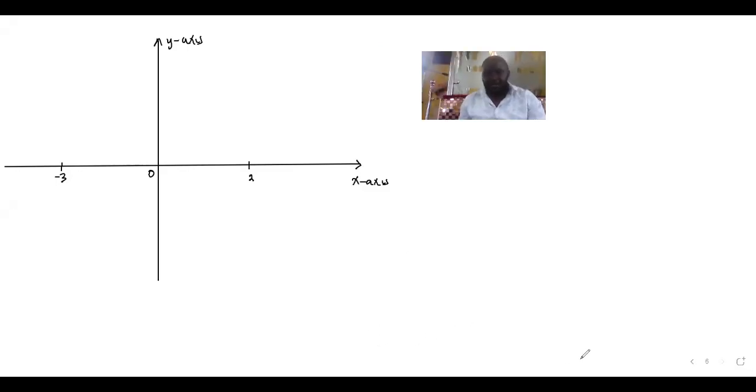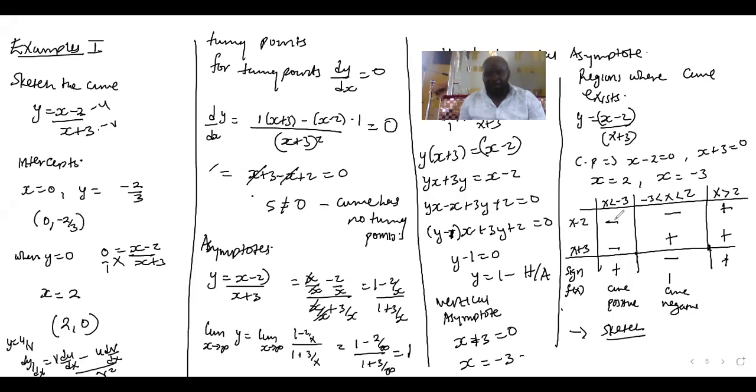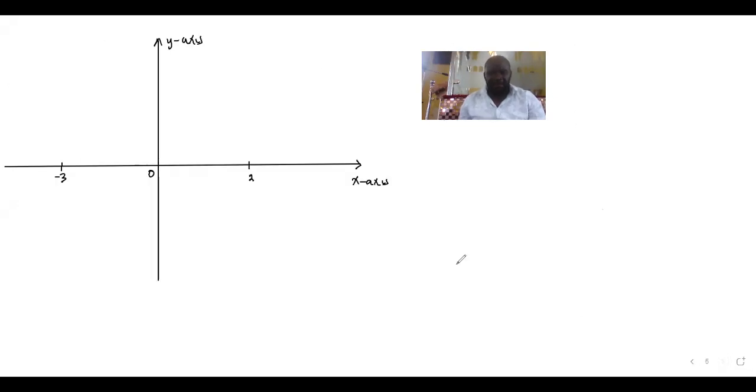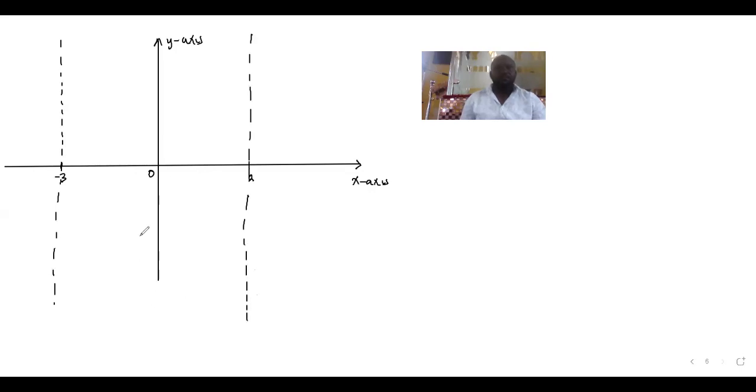Now, all these critical points, 2, negative 3. When you come here, you can sketch them with dotted lines. Then come here and identify also positive 2. We had the horizontal asymptote at y is 1. This one, it's better we sketch it with a line to strictly distinguish it from the rest.